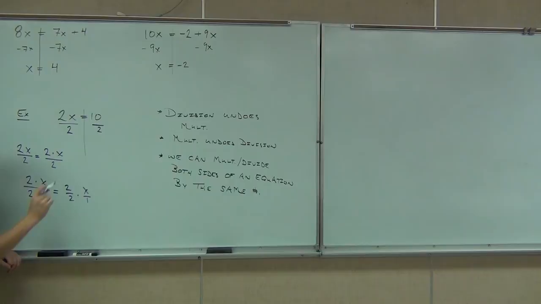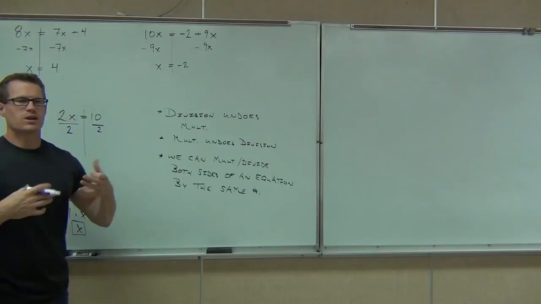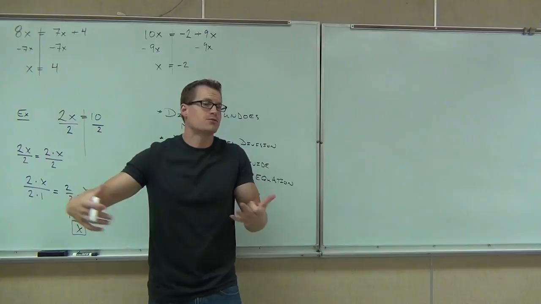Do you believe that? Mm-hmm. How much is 2 divided by 2? 1. How much is x divided by 1? x. How much is 1 times x? x. That's why that works. So when we divide a number by itself, really what we're doing is we're creating 1 and multiplying by that 1. That's the reason why to get rid of multiplication, you have to divide. Do you see it now? That's the reasoning. This is it.